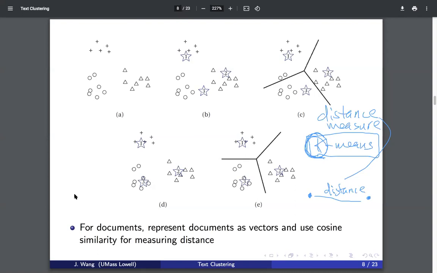Then I randomly select K points. We call those K centroids. Then I measure the distance from each object in the collection to each of these K centroids, or K center points. Then I assign an object to one of the K center points, the one with the minimum distance. That is one iteration.